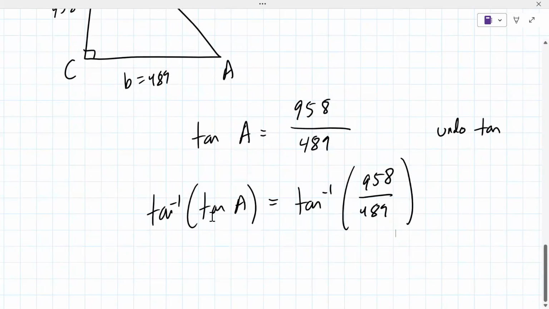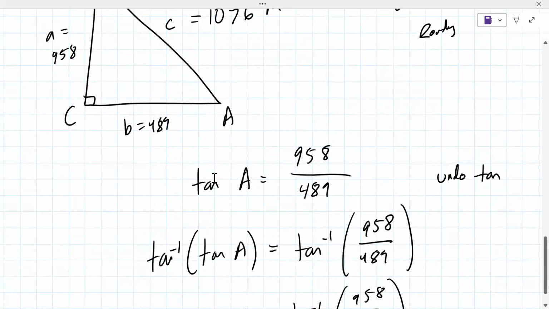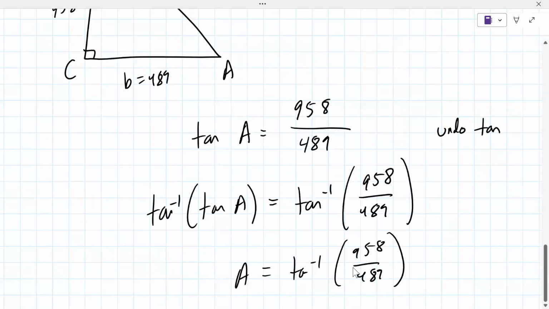Okay, so A is the tan inverse of 958 over 489. I don't think you'll have any confusion about how to do this, but a lot of students do. They like, well, when do I use tangent? When do I use tan inverse? You're solving for A. So when you have to undo tangent, that's when you use the inverse. Because you had all three sides, you could have actually used sine, cosine, or tangent. Go ahead and calculate this for us, please.